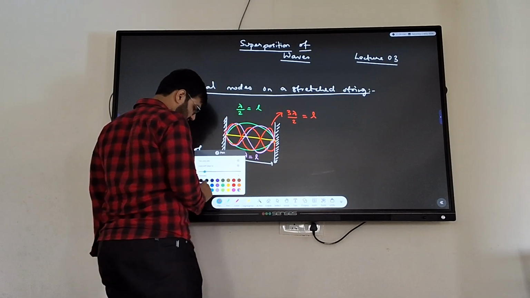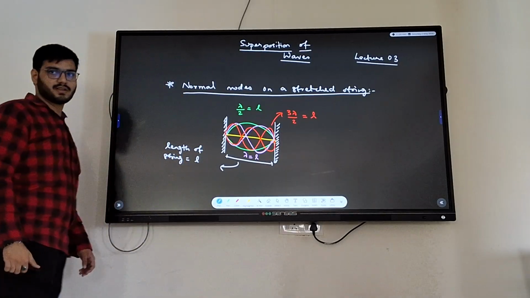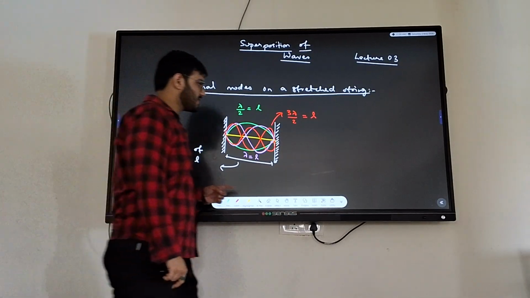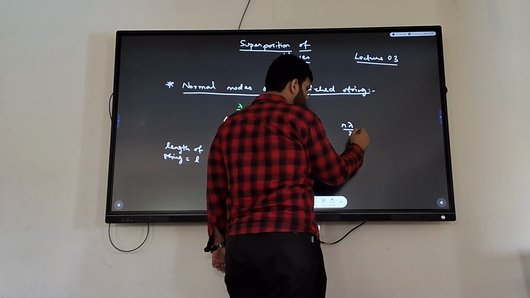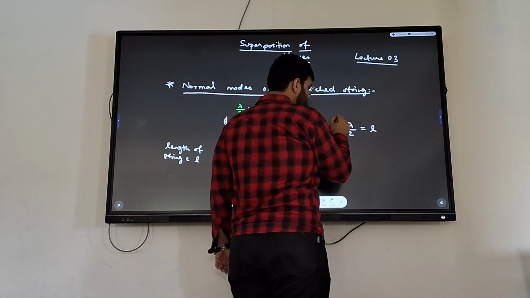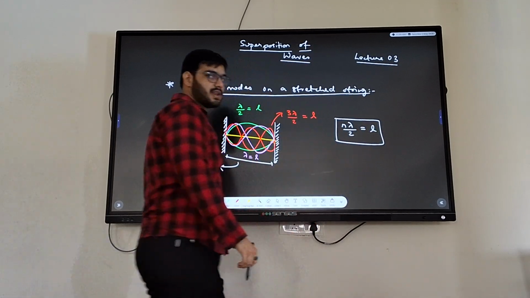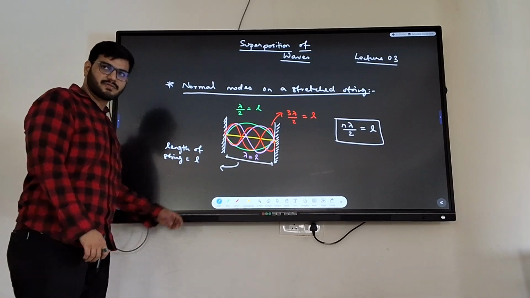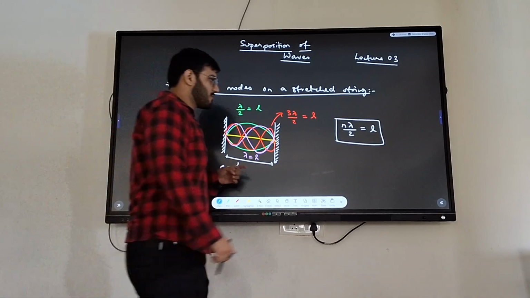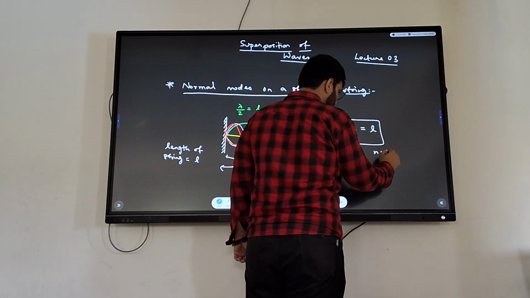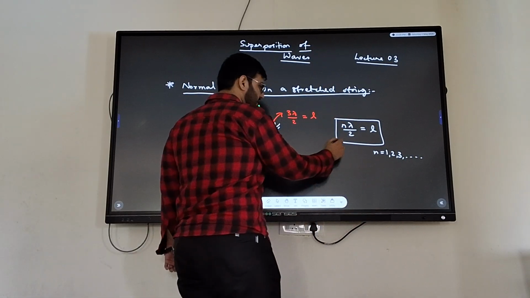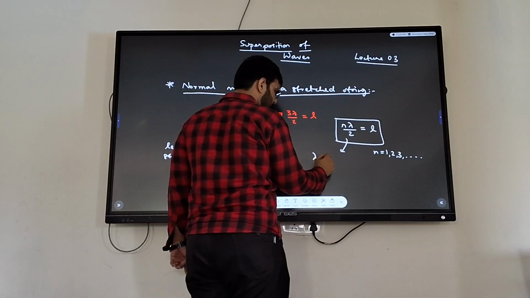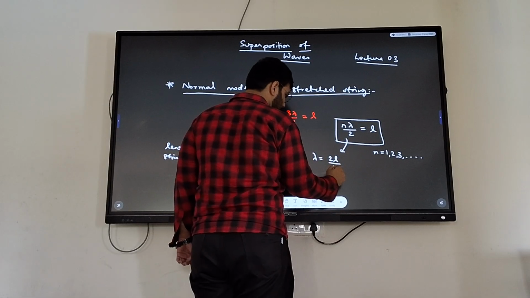Then can you see a general pattern that the waves are following? The general condition on the wavelength is something like this: n lambda by 2 has to be equal to L. Where n can be what? Should it start from 0? No. It starts from 1. And then what are the permissible lambdas? It's 2L by n.